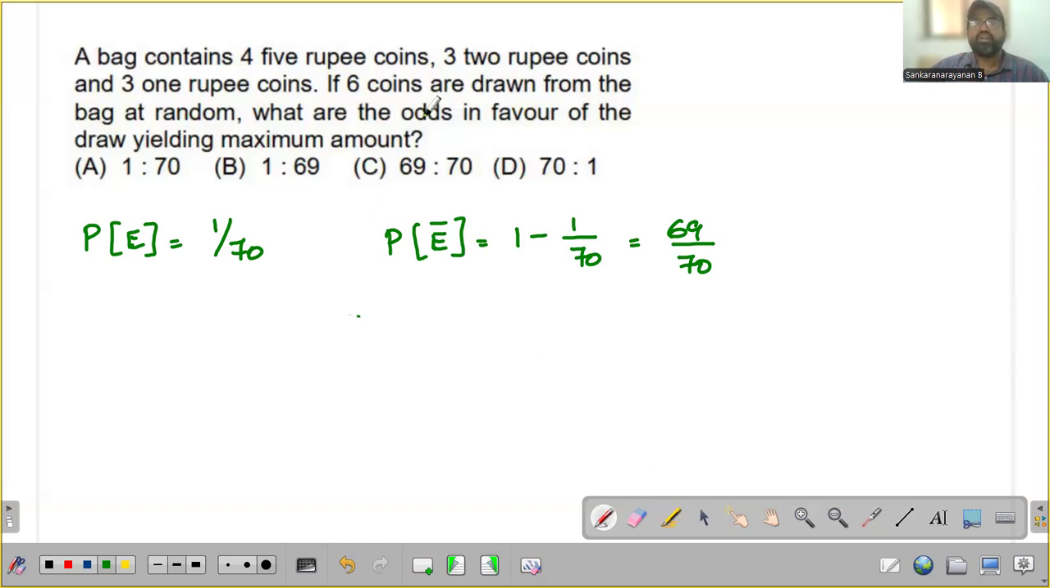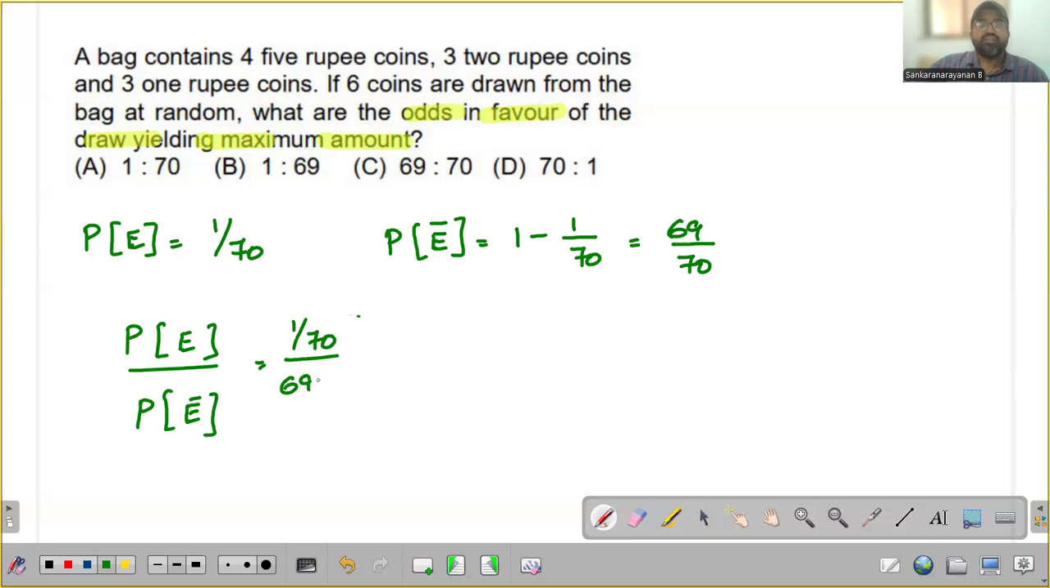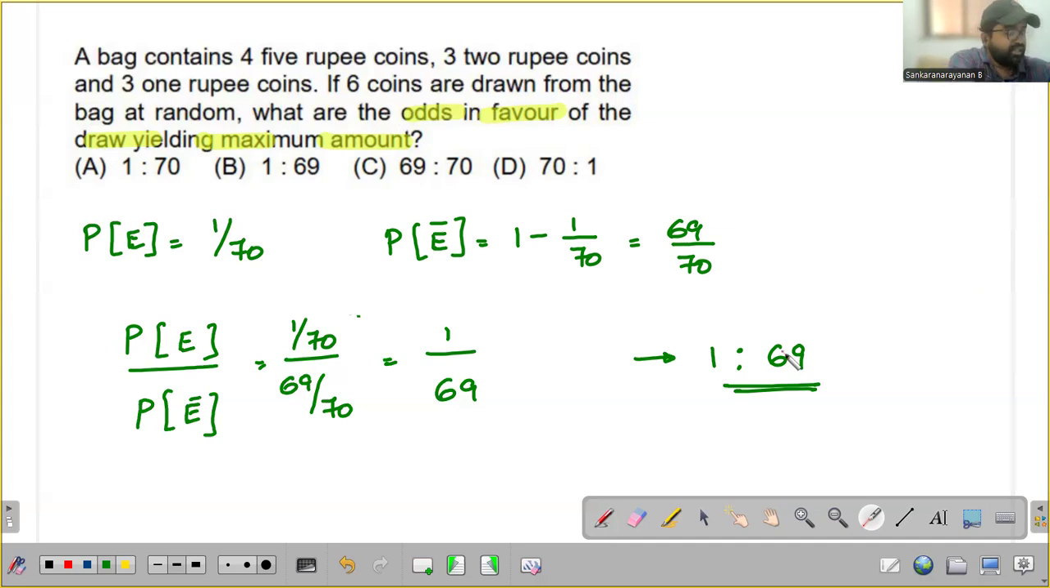Now the question is, what are the odds in favor of maximum yield? Odds in favor is what they have told you, so that is P of E divided by P of E bar. Got it? So this will be 1 upon 70 divided by 69 upon 70. On further simplification, that 70 will get cancelled off, and this comes as 1 by 69. Ratio wise, I can say it is 1 is to 69. Please note, this is the final answer. The odds in favor that the yield is maximum is 1 is to 69. And that brings conclusion to our question number 5 in this lecture.